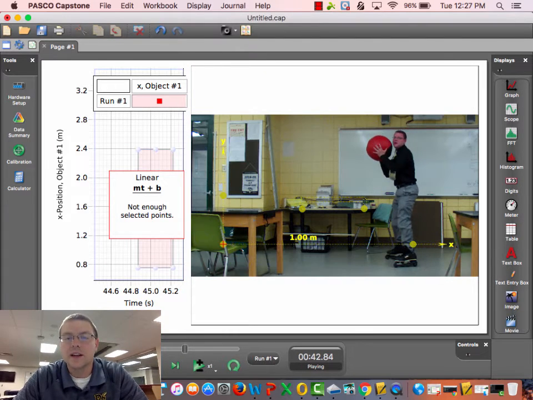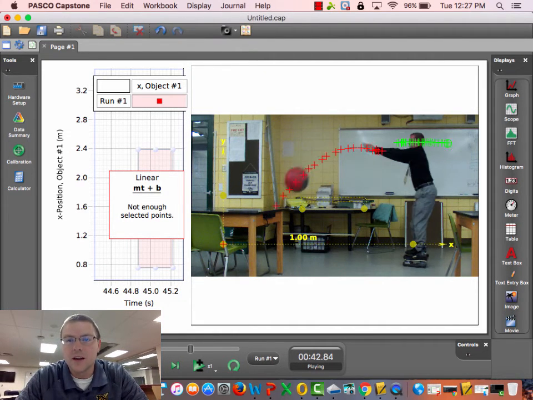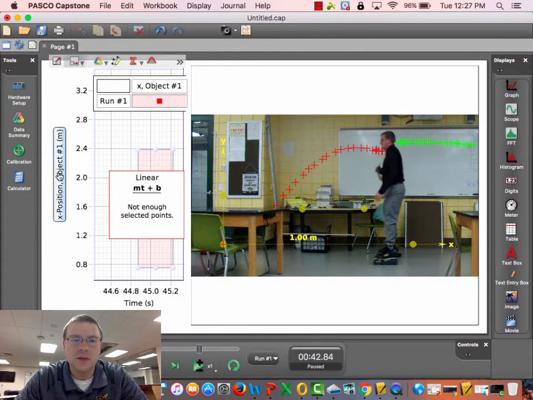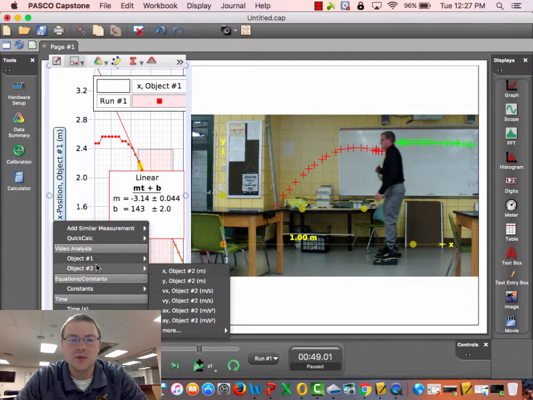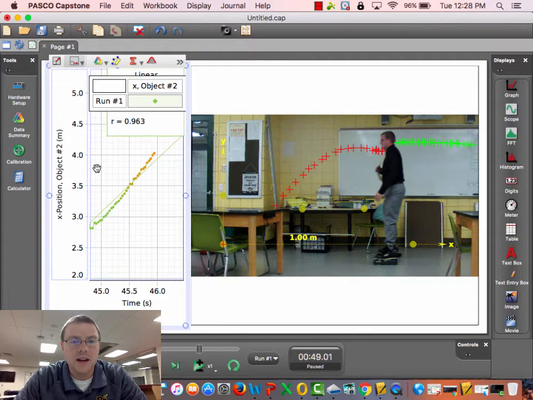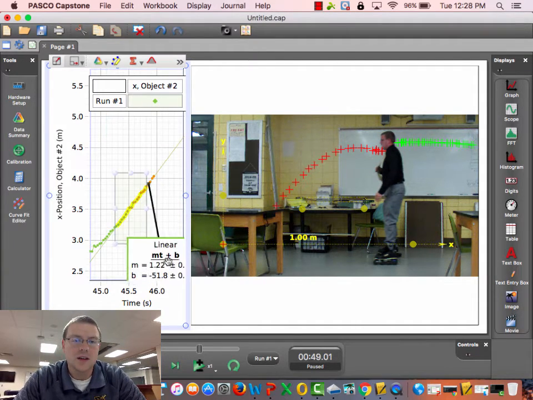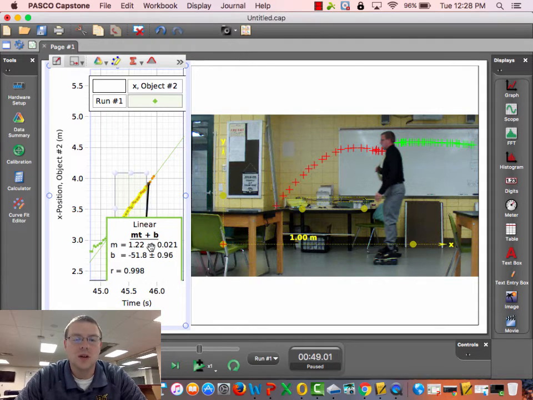So let's watch and analyze myself. So you can see that I am moving backwards. It looks like at a pretty steady rate as I toss the ball in the opposite direction. So if we track object 2, it had a slope in the opposite direction because I had positive velocity as I headed away from the ball. That gives me a velocity of 1.22 for my velocity in the x direction.